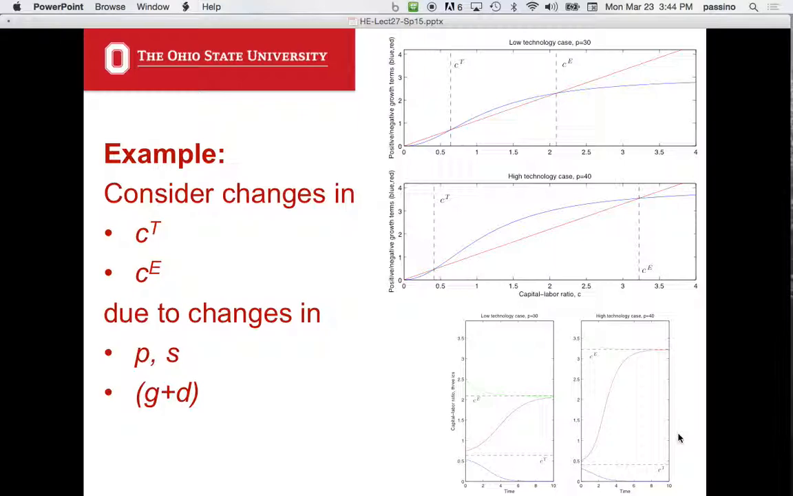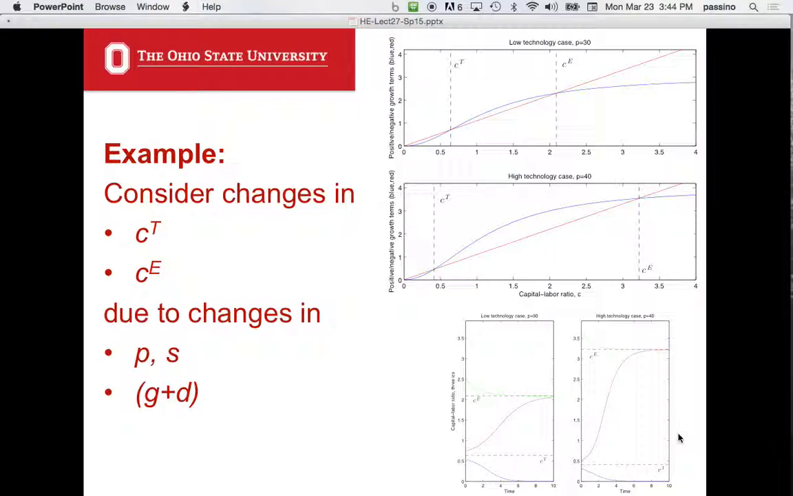Let's start with P because it's the easiest, because it's already up there. Take P and increase it. Well, that's the case from P equal 30 to 40, and the line comes down and hits lower. What have I done? I shifted CT this way, and I shifted CE this way, right?